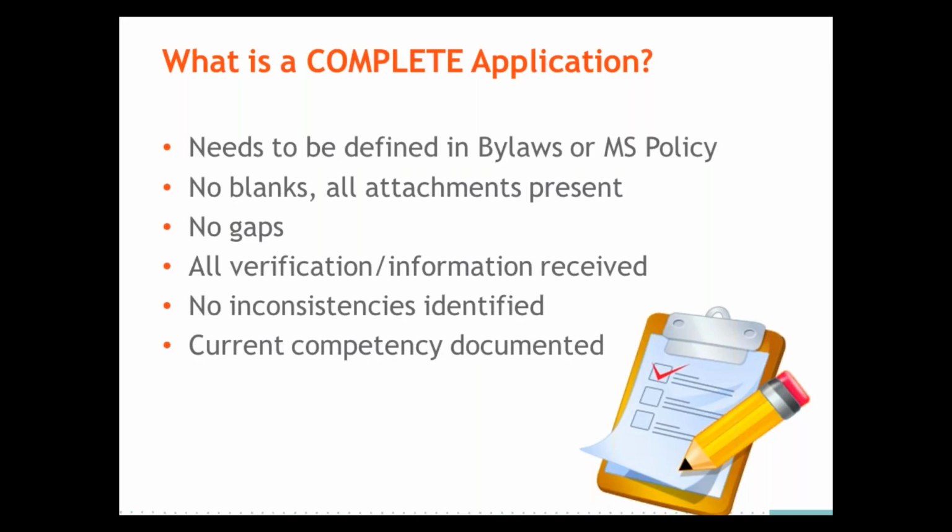And then having documentation of current competency is another thing that needs to be there. Every set of bylaws I've ever read has had some kind of language in there about the applicant needing to document that they're currently competent to do the things that they want to do. So you have to make sure that you have that information for that complete application.